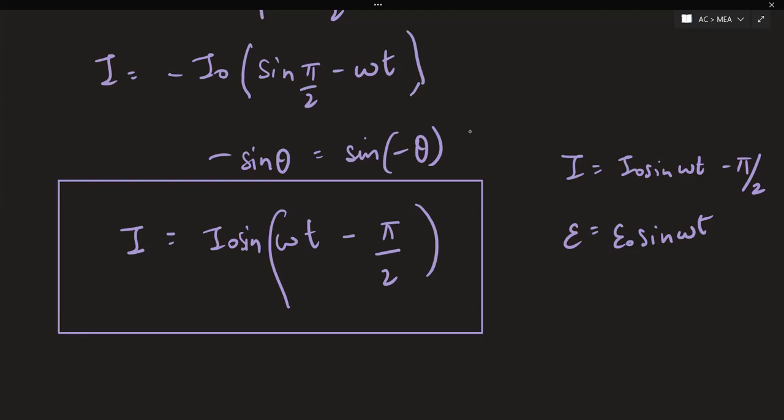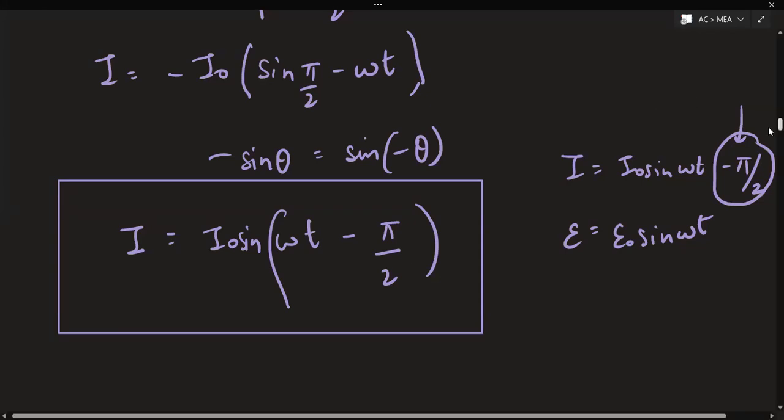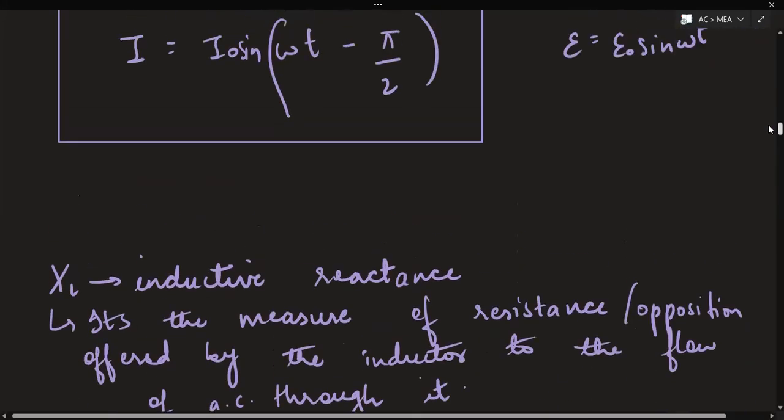Now, so I and E both are present. This extra part that we are getting, minus pi by 2, is depicting two facts. Firstly, pi by 2 is the phase angle. Minus sign is showing what? Minus sign is showing that this is lagging behind. So here the values will change.